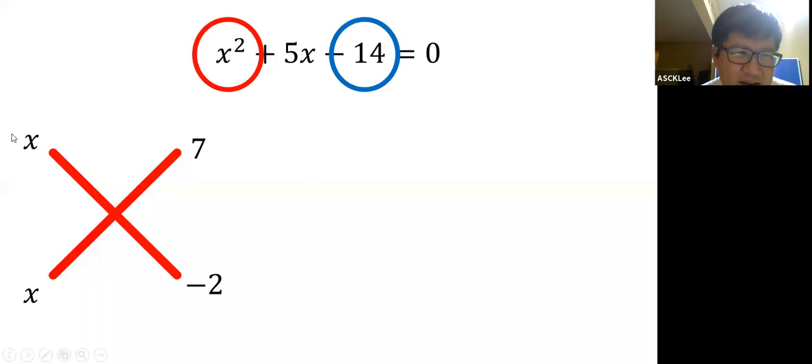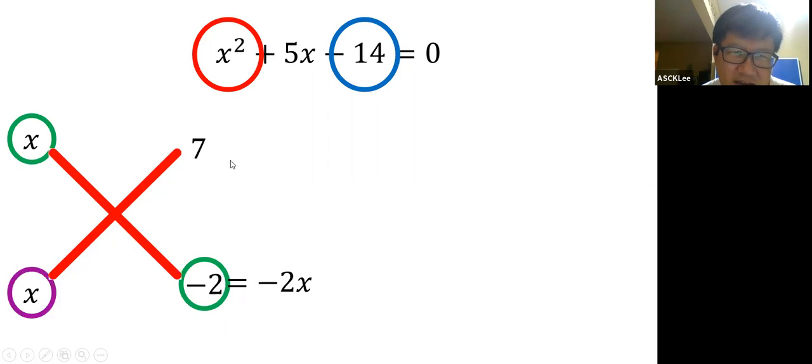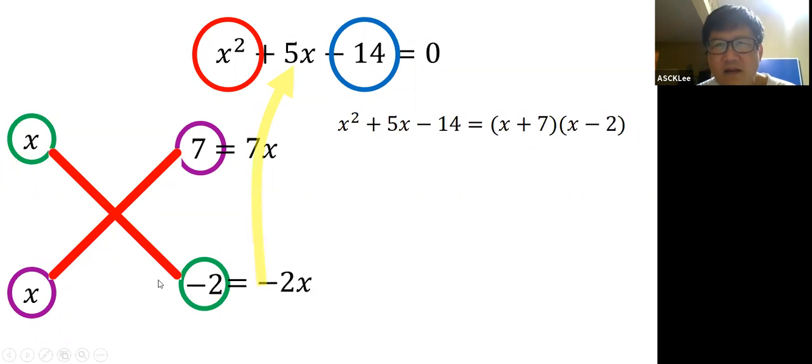So let's multiply diagonally. X times minus 2 is minus 2x. And x times 7 is 7x. When you add these two up, 7x plus minus 2x, you get 5x. So that means that you have arrived at your factors, and your factors are x plus 7 and x minus 2. So write down your factors. Very simple. Again, you have factorized your quadratic expression, but you have not solved it. We want the solutions. We don't want the factors. We want the solutions.